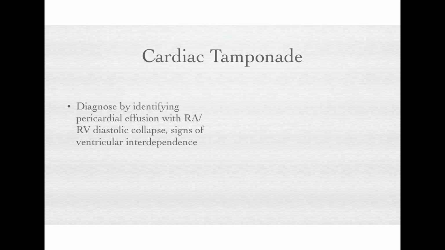Cardiac tamponade is typically very easy to identify at the bedside using ultrasound. We look for the presence of a large pericardial effusion with right atrial or right ventricular diastolic collapse and signs of ventricular interdependence. One of the easiest ways of identifying ventricular interdependence is looking for the phenomenon of pulsus paradoxus. And this is a condition that would require emergent pericardiocentesis to restore normal hemodynamic function.